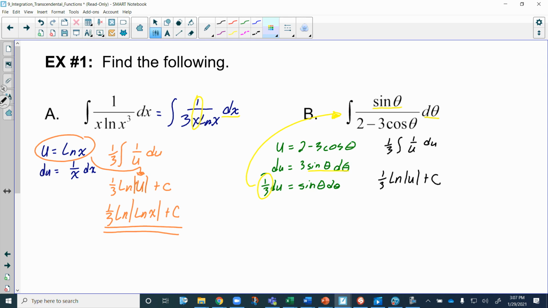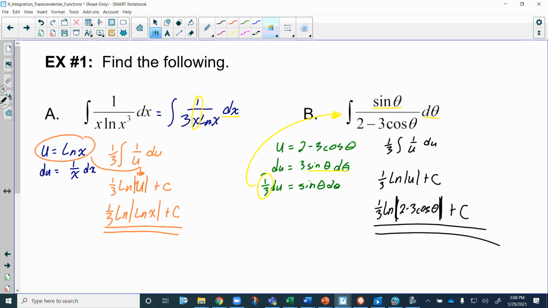And in this case, we substitute the u value that we had again, and I'm going to wind up with 1/3 times the natural log of, what did we have? 2 minus 3 cosine of theta plus your constant of integration. And of course, we want to make sure we take the absolute value of that, because remember, the domain of a logarithm has to be greater than 0. So that's why we take the absolute value of it, and there we go.